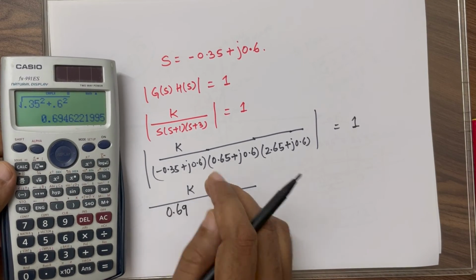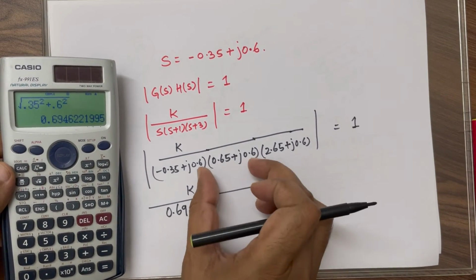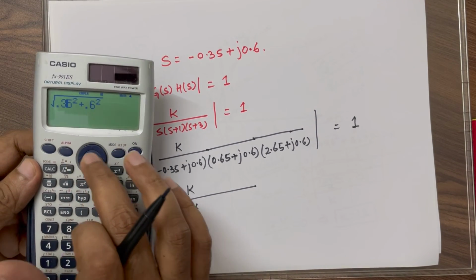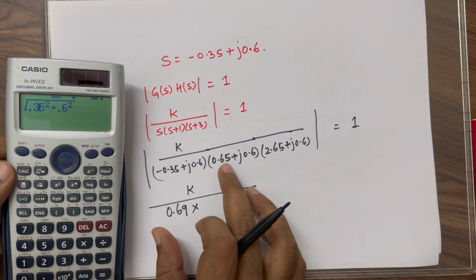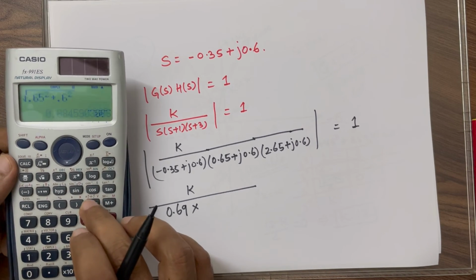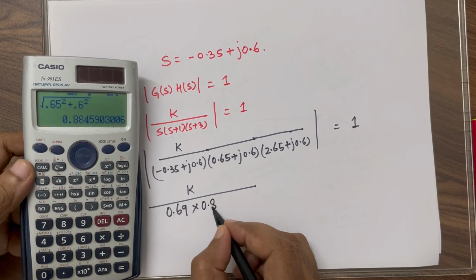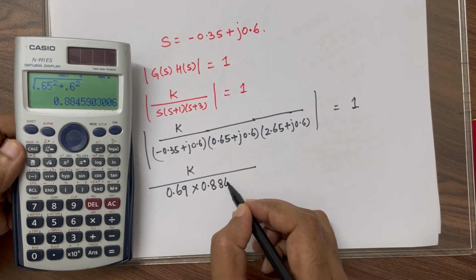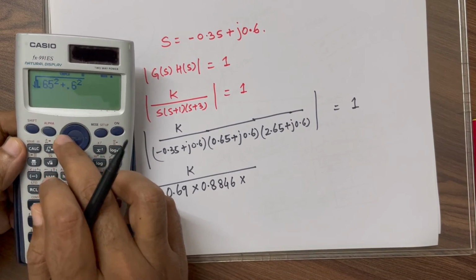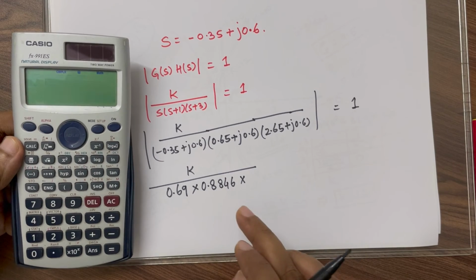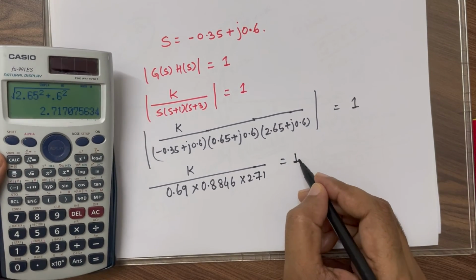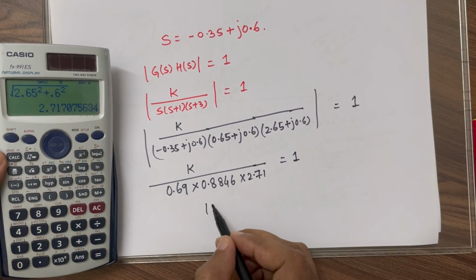So the magnitude of the first one is 0.69 multiplied by the magnitude of the second one. In the second one, there is only one change. This value is becoming 0.65, so it is 0.8846. Then the value is 2.65. So you can take 2 here, then do the multiplication. It is 2.71, equal to 1. So we can calculate what is the value of k.